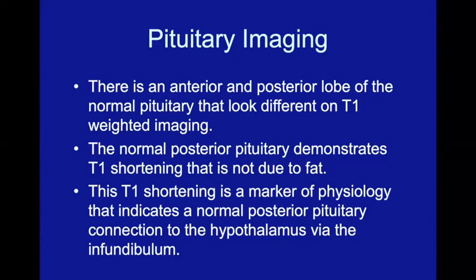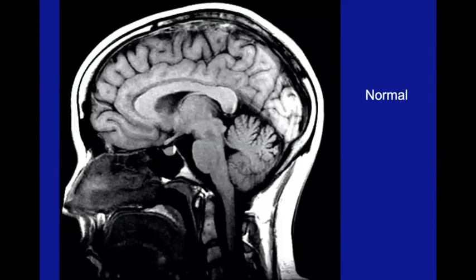So this T1 shortening is a marker of the physiology. It's thought to be due to secretory granules in the gland, but it does indicate normal pituitary function. So when you see the high signal intensity in the posterior pituitary gland, number one, it's a good sign because it indicates that there is a connection between the hypothalamus and the pituitary gland. And second of all, it tells you that these things are working properly. Let's put it that way.